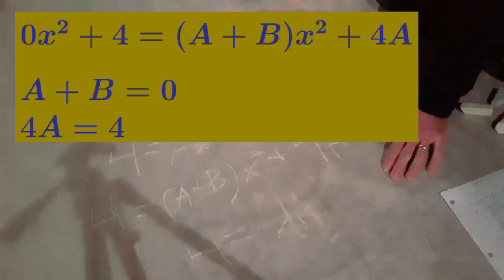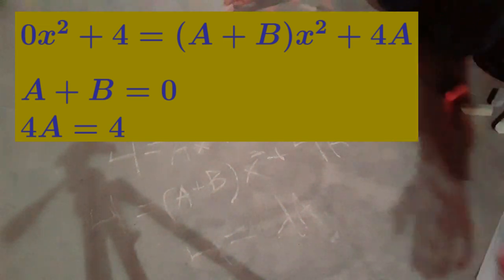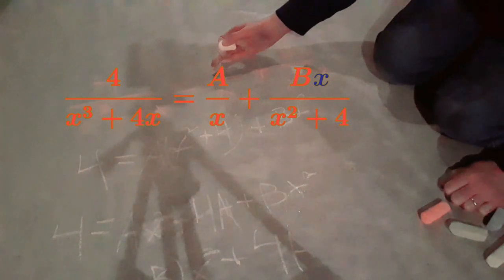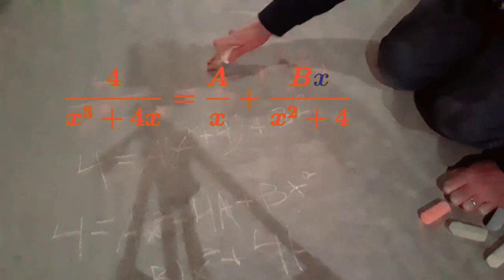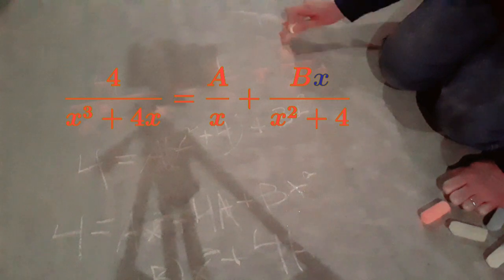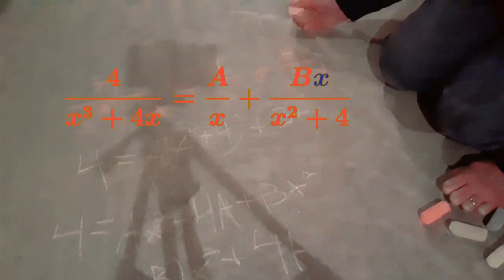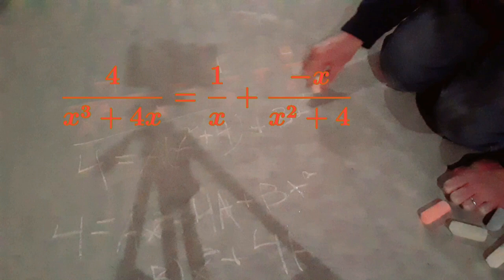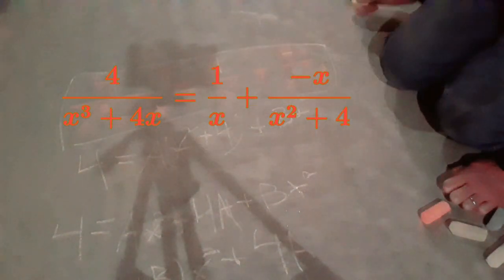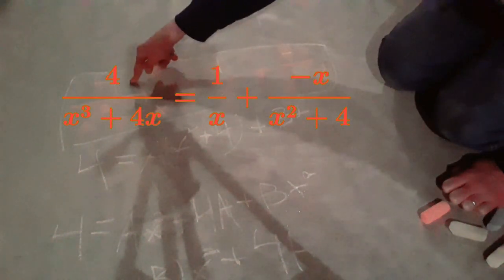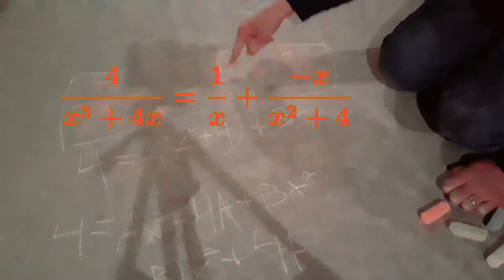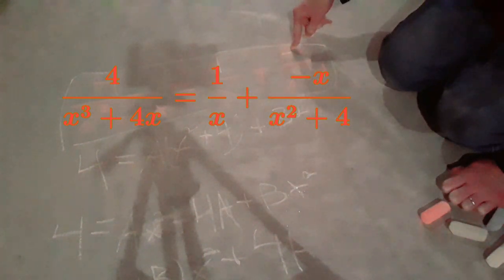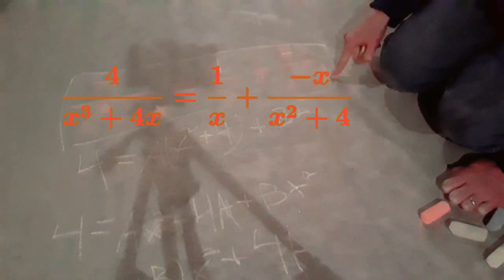So at that point, we can come back and look at the original. We can replace the A with the 1 that we solved for, and the B is really negative 1, so I can just put a negative in front of that, and that means that this will be our final solution. 4 over x cubed plus 4x is going to be equal to 1 over x plus negative x over x squared plus 4.